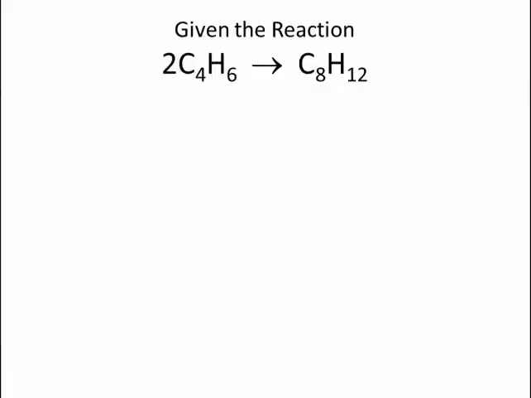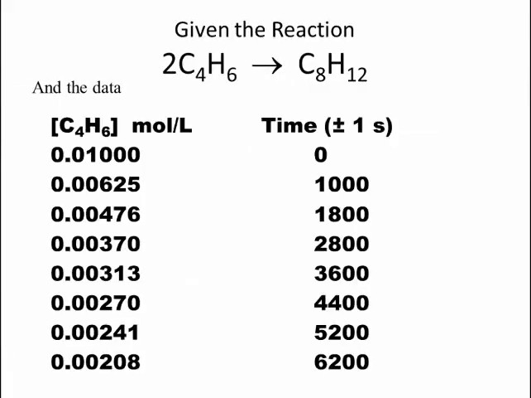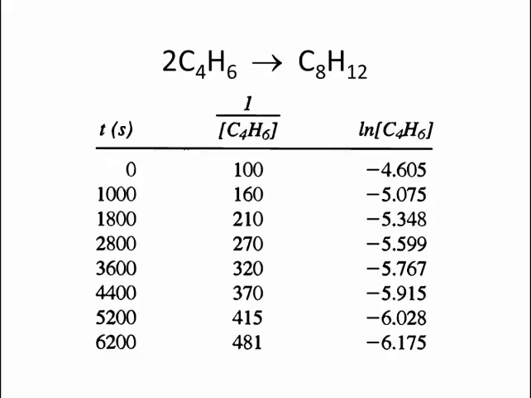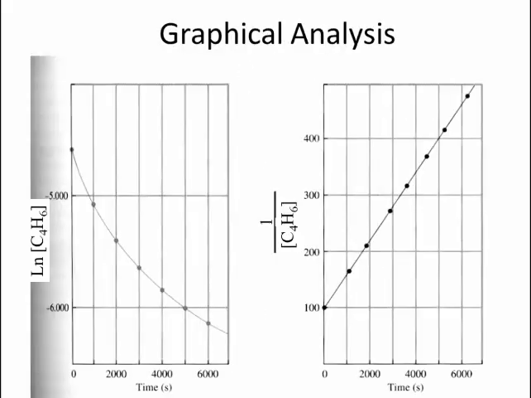So here is a reaction, and you have this data. And so again, you can compare and see what the data looks like for 1 over and a natural log to see if it's second order or first order. And when you graph it, you can see that the natural log is curved. 1 over the concentration is linear, so again it's second order.